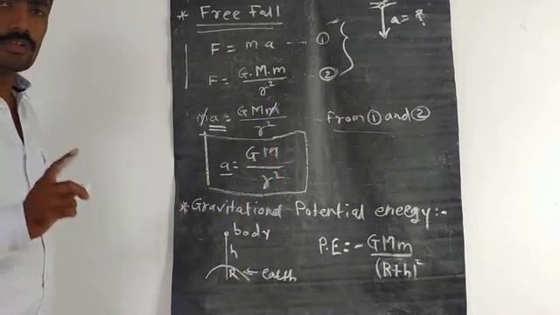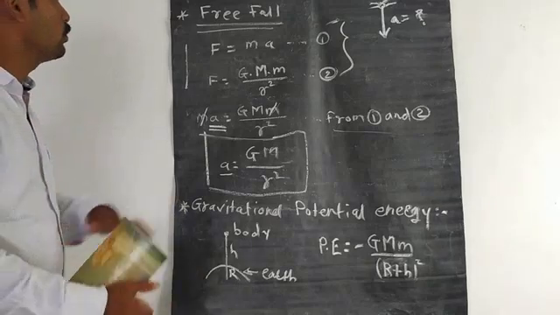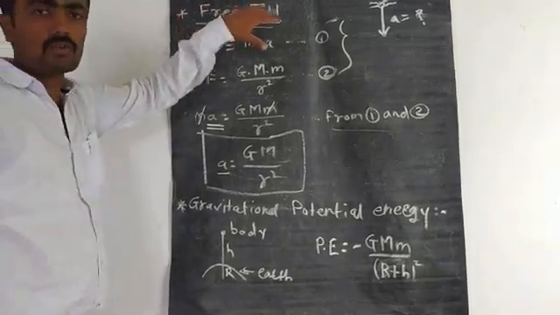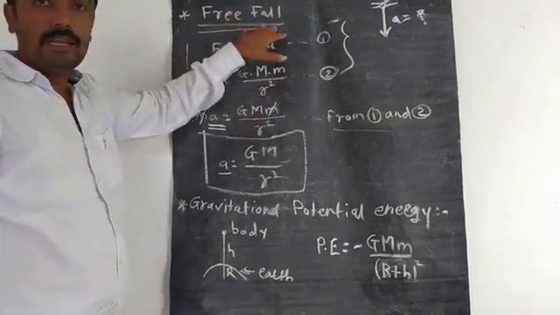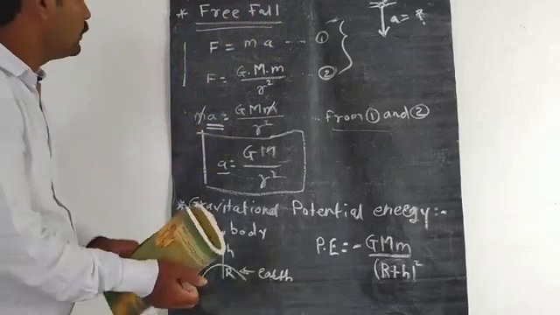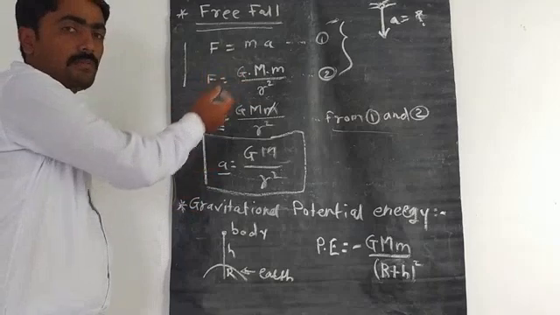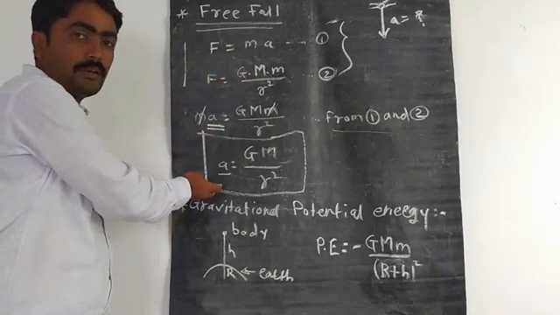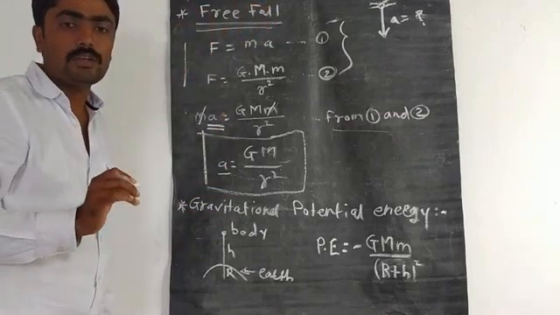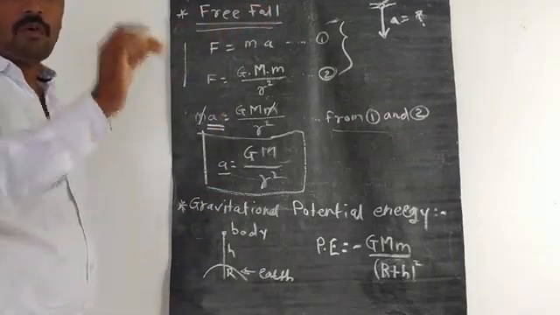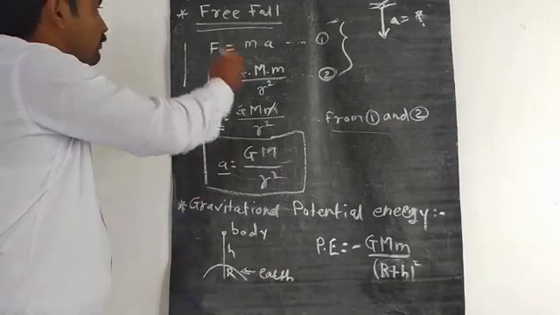From the board examination point of view, or any examination point of view, how can the question be asked? What do you mean by free fall, and obtain the formula for gravitational acceleration. So you have to write the definition of free fall, that is any body falls from upside without any external force is called free fall.